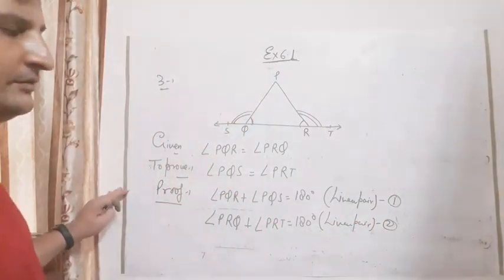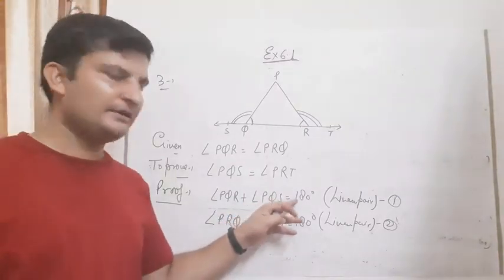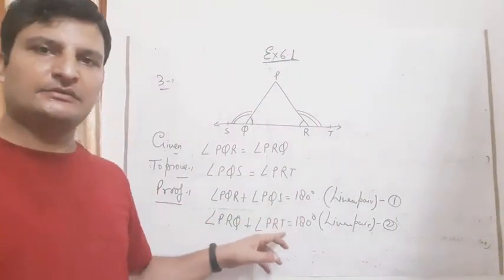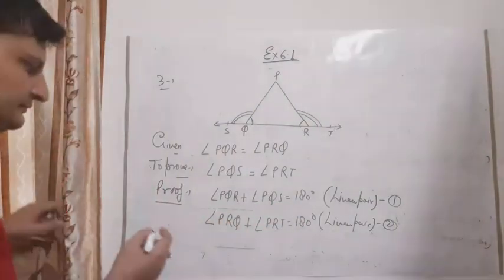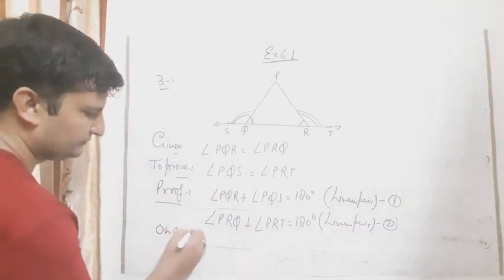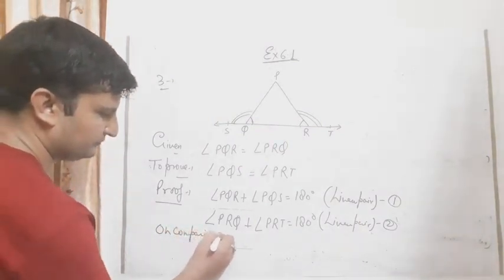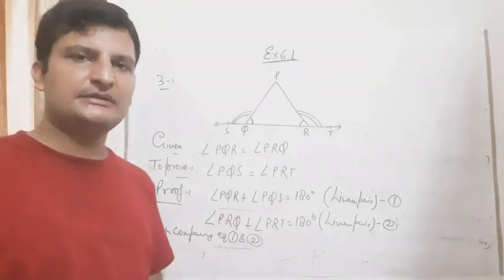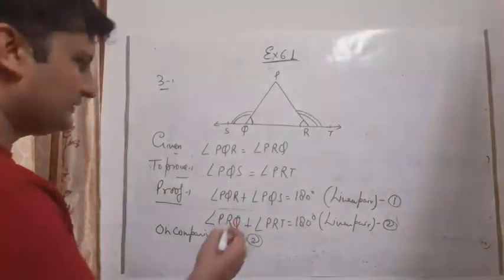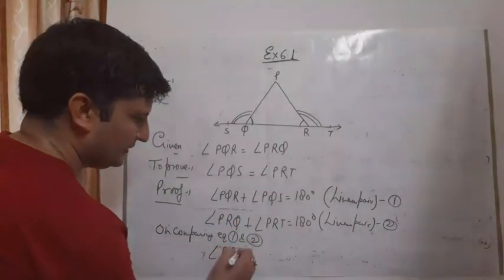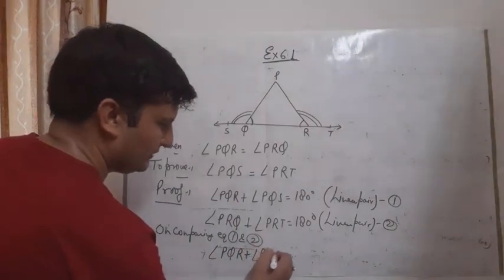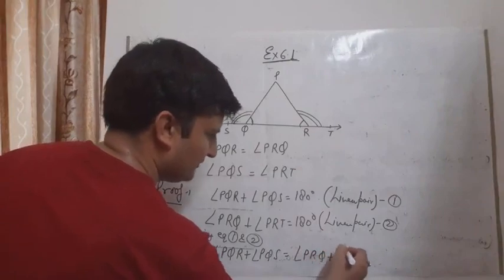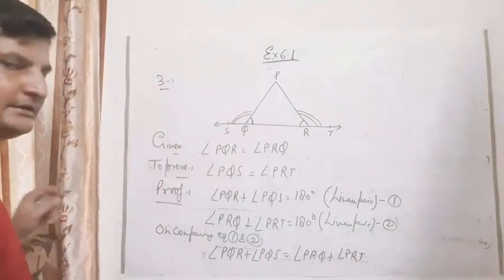Equation number 2. What we will do now? We will compare equation number 1 and 2. Here students, right hand side this is equal, so we will write left hand side should be equal. On comparing equations 1 and 2, what we will get? देखिए राइट हैंड साइड इक्वल है तो किसी इक्वेशन की तो लेफ्ट हैंड साइड भी इक्वल हो जाती है. So we can write angle PQR plus angle PQS is equal to angle PRQ plus angle PRT. These two sides will be equal.